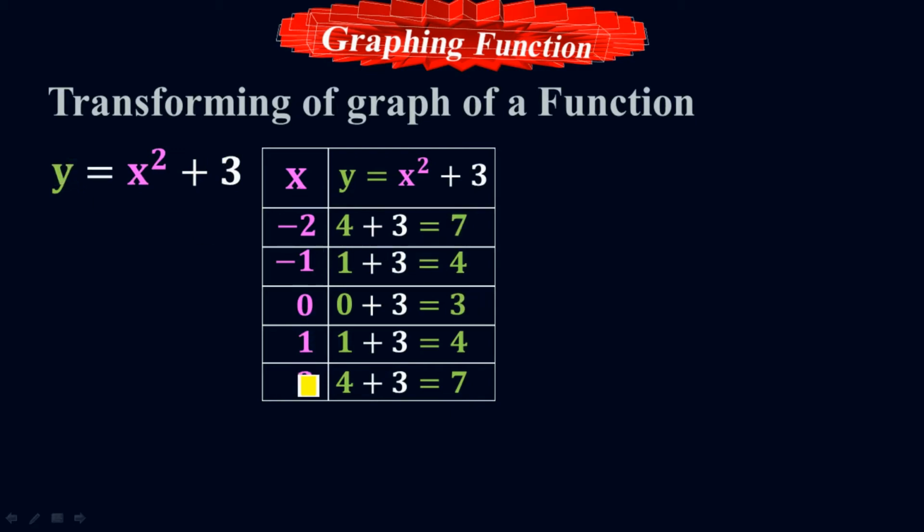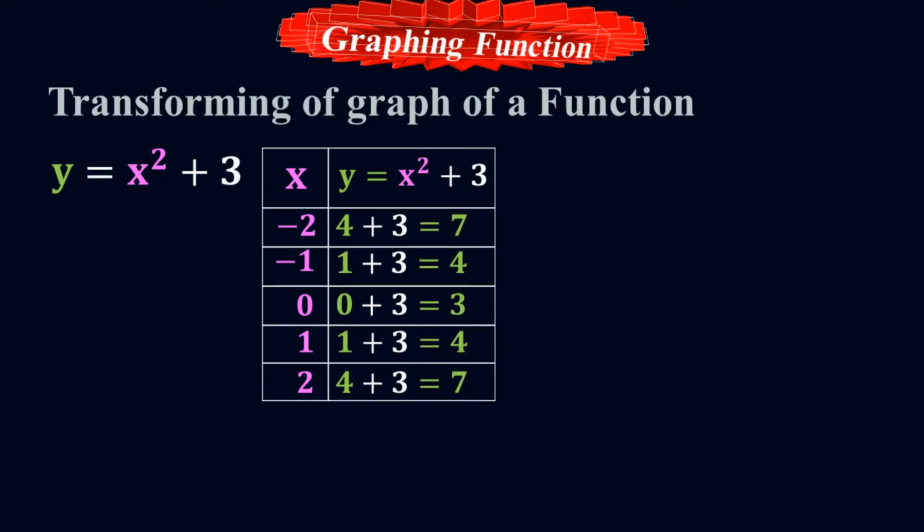And then I put in some random values. By putting x equals -2 in this equation, negative 2 to the square is positive 4. Positive 4 plus 3 equals 7. By putting x equals negative 1, negative 1 to the square is positive 1. Positive 1 plus 3 is 4. By putting x equals 0, 0 plus 3 is 3. Substituting x equals 1, 1 to the square is 1, and 1 plus 3 equals 4. By putting x equals 2, 2 to the square is 4, and 4 plus 3 equals 7.